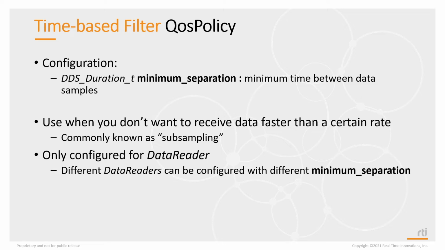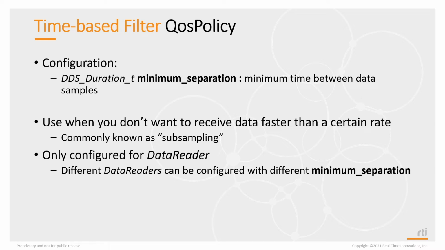So different data readers can be configured with different minimum separations, even though they're receiving the same data. A real-life example might be that you read the newspaper, so you and I both subscribe to the newspaper, and you want to read it every day. So you may not have a time-based filter. Newspapers are published 7 times a week. But I may only want to read the Sunday paper, so I'll configure my time-based filter, my minimum separation, to be 1 week. So I'll only receive the paper once a week.